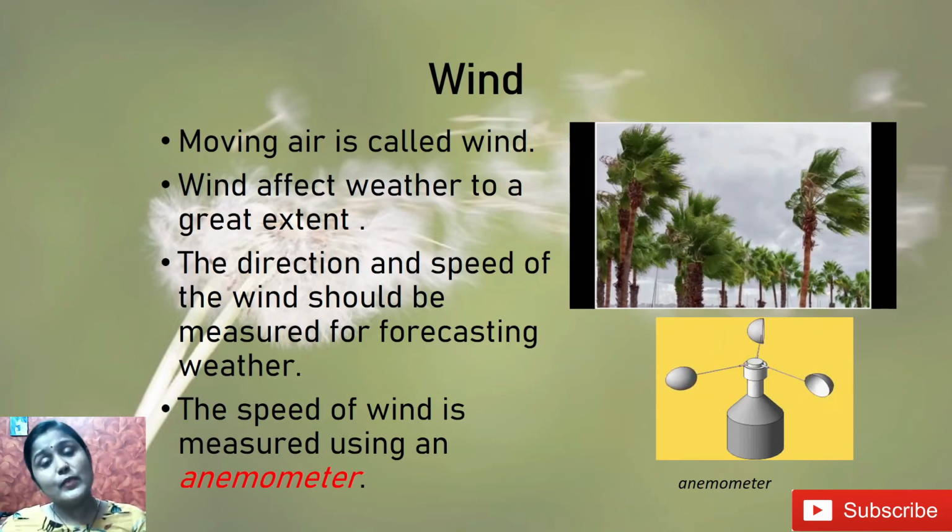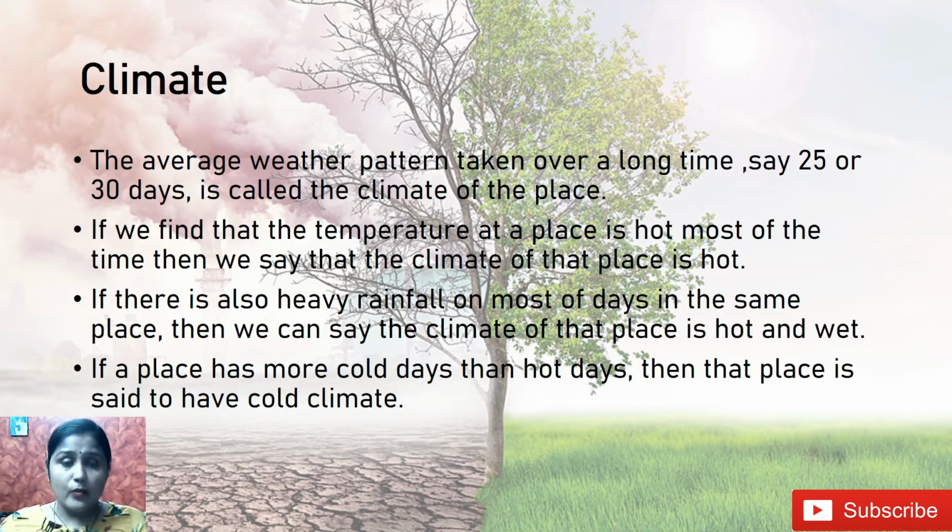Now, next we come to the climate. What is climate? The average weather pattern taken over a long time, say 25 or 30 days, is called the climate of a place. Climate varies from state to state. Like Rajasthan's weather is hot and dry, and Mumbai's weather is hot and humid. And when we go to hilly areas, the climate is cold.